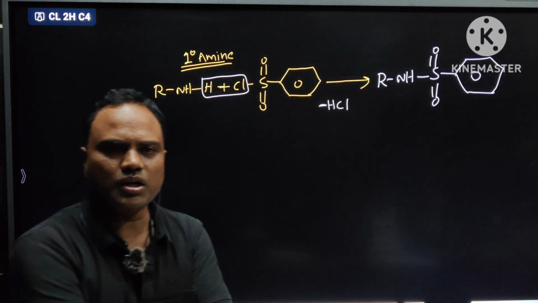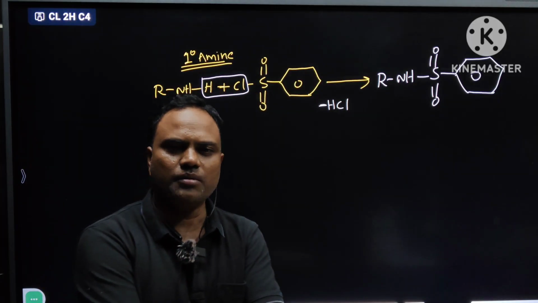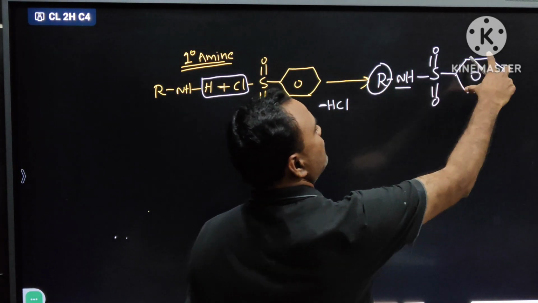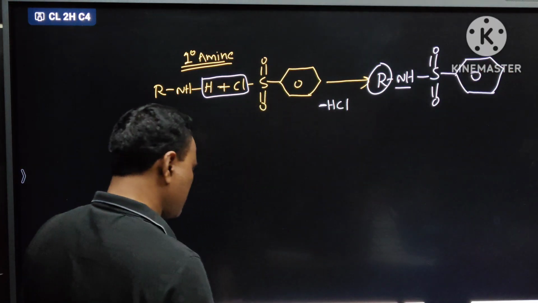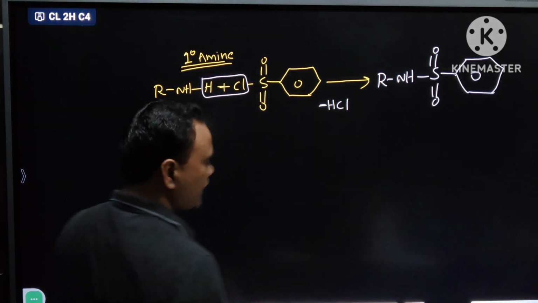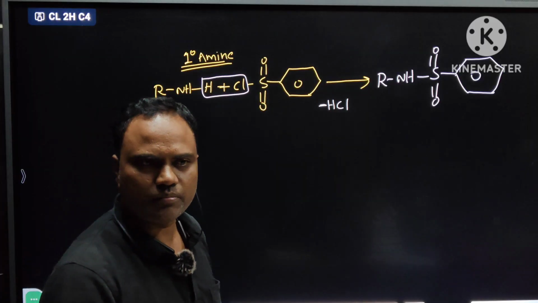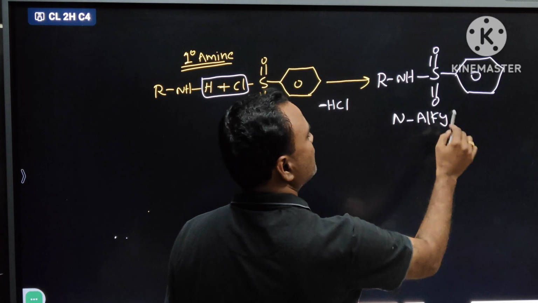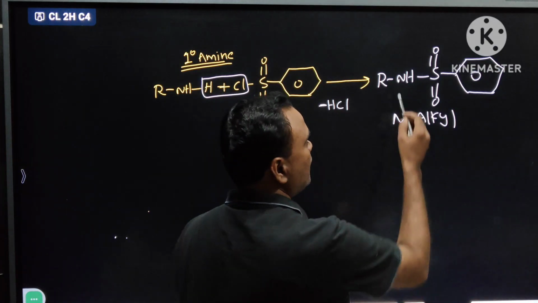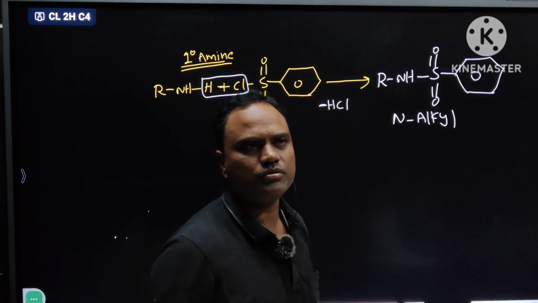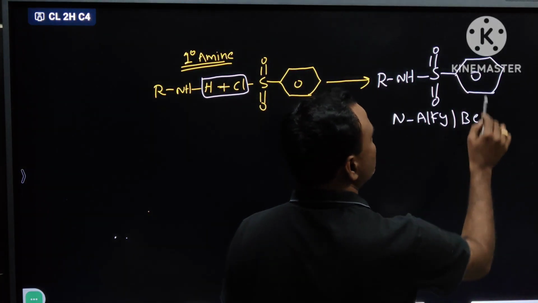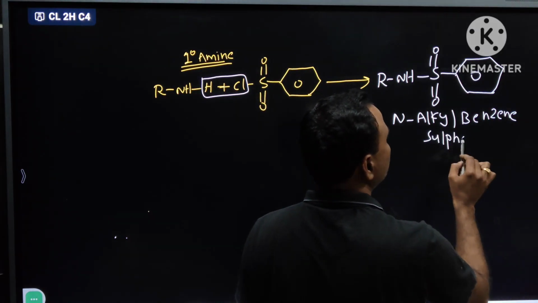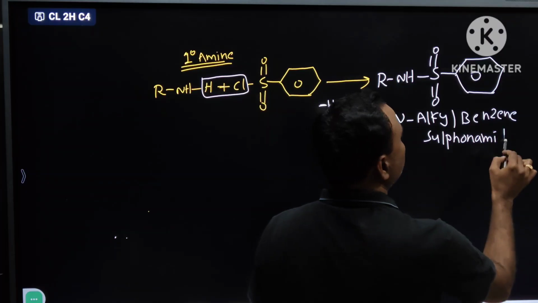What is amide formula? Amide, RC double bond O NH2, amide. So N-alkyl benzene sulfonamide, that is the name. Clear? And only one alkyl group is present. N-alkyl, that alkyl group is attached to nitrogen. Benzene ring is there. So N-alkyl benzene sulfonamide.